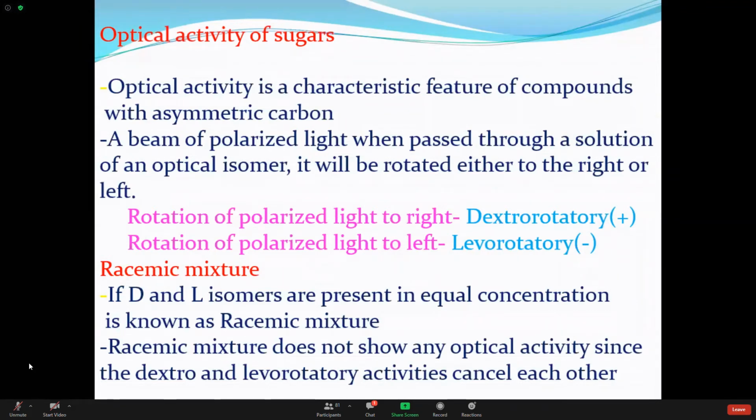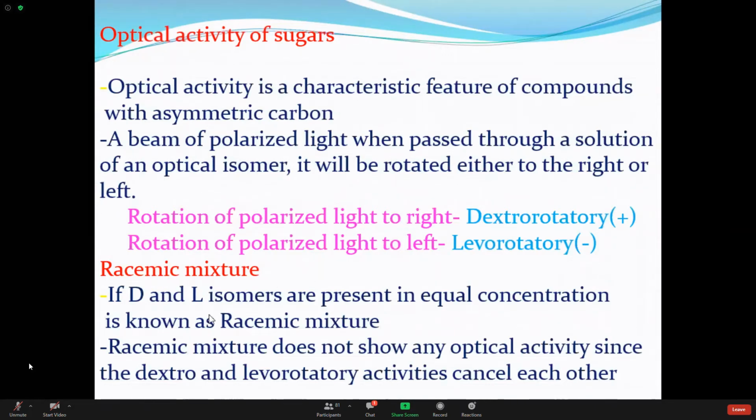Yes, Doctor. So you are just putting the light in a solution. Either it will rotate to the right hand side or it will rotate to the left hand side after entering that particular liquid. When the rotation is to the right hand side, it is dextro; left hand side, it is levo. Very simple.